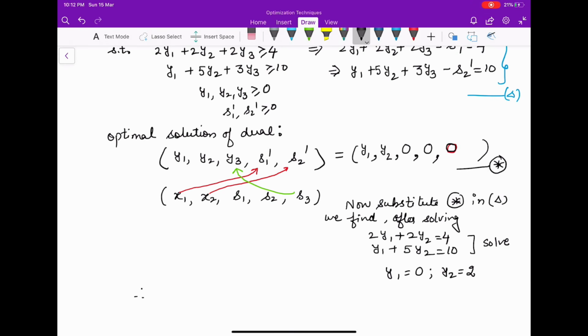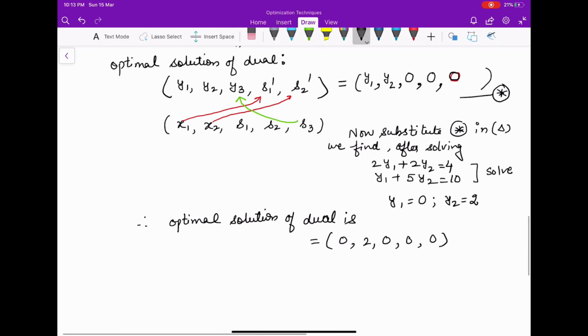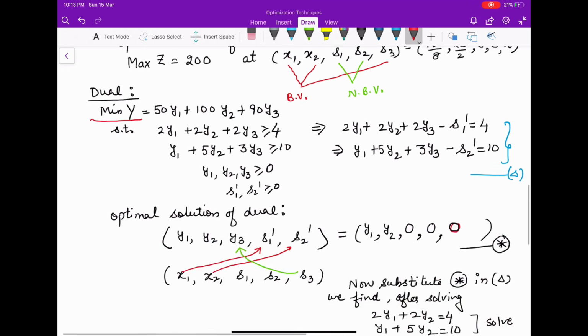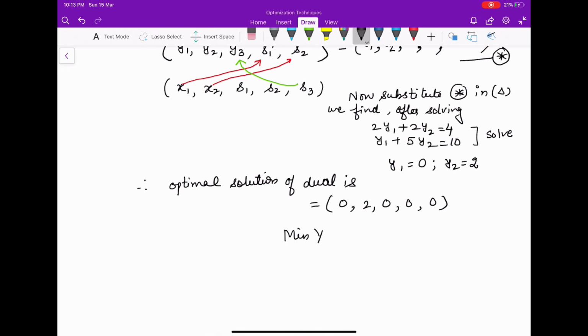So the optimal solution of the dual is now 0, 2, 0, 0, 0. If you substitute this in the objective function of the dual, we get the minimum of Y, because we have selected minimum of Y here, which is also 200. So that's how you can read the optimal solution of the dual.